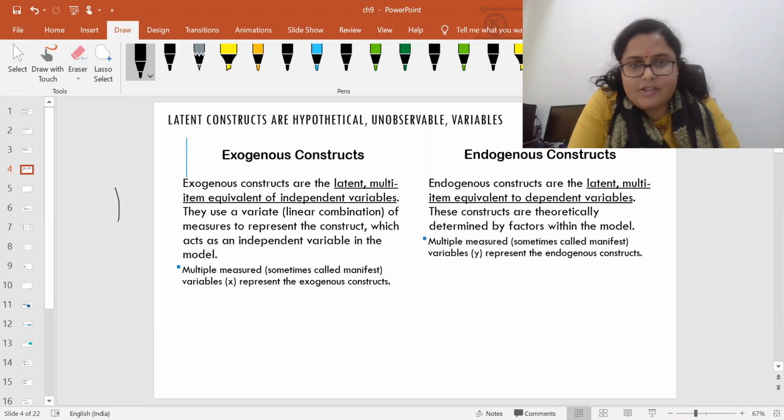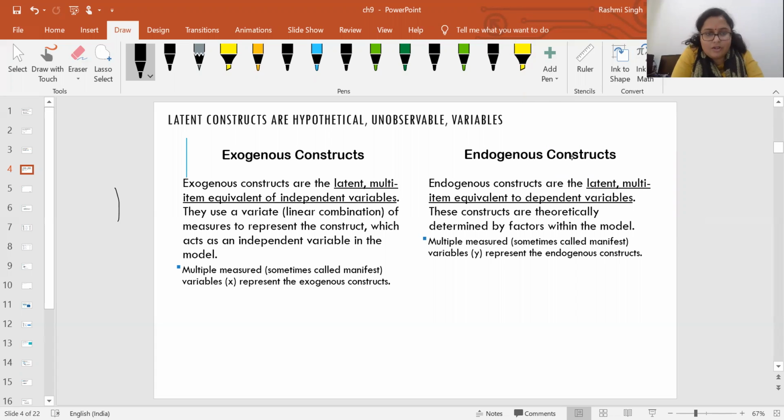We have discussed the definition of structural equation modeling. Now today we will talk about some terms that are basically used in structural equation modeling. So let's start. The first term that comes up is known as the exogenous construct and the endogenous construct. Exogenous and the endogenous construct.